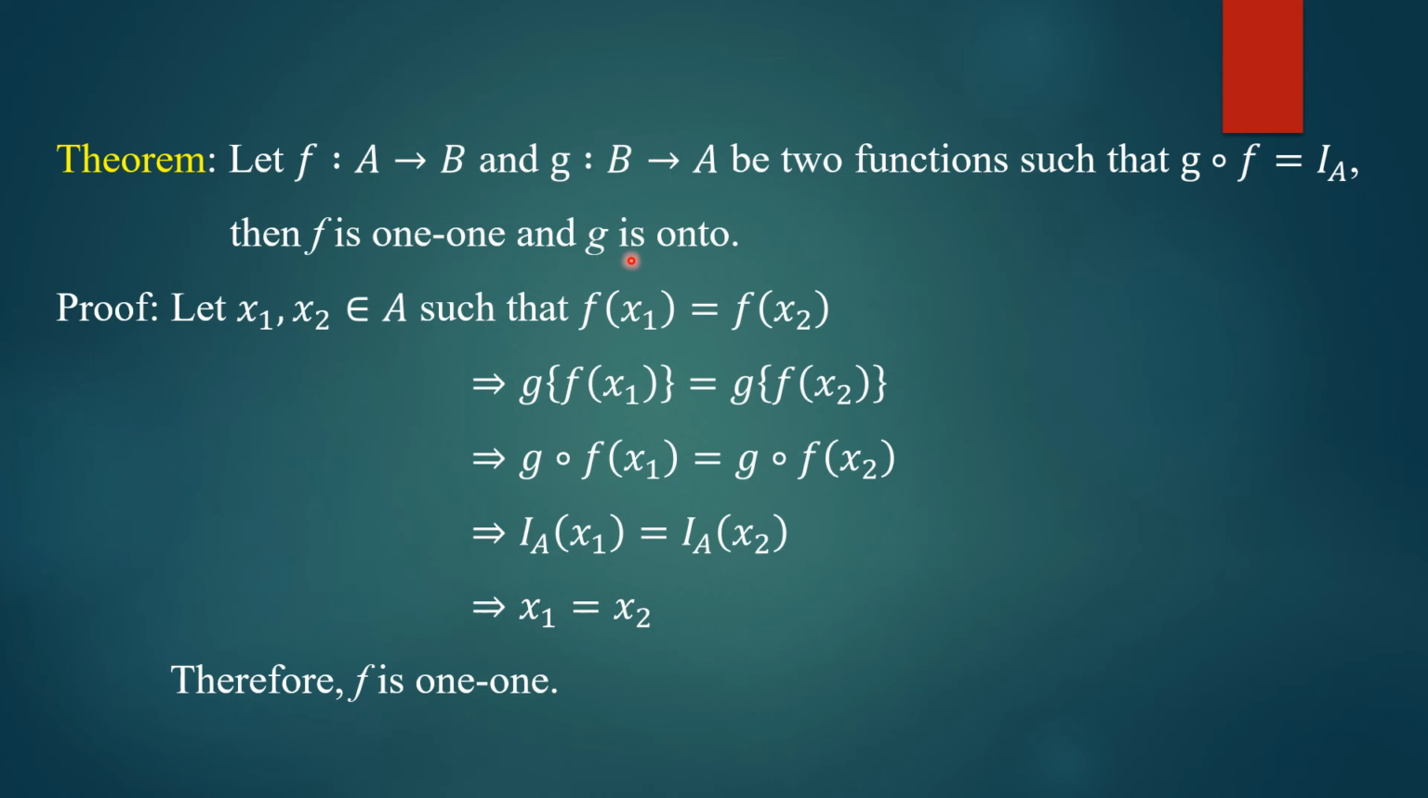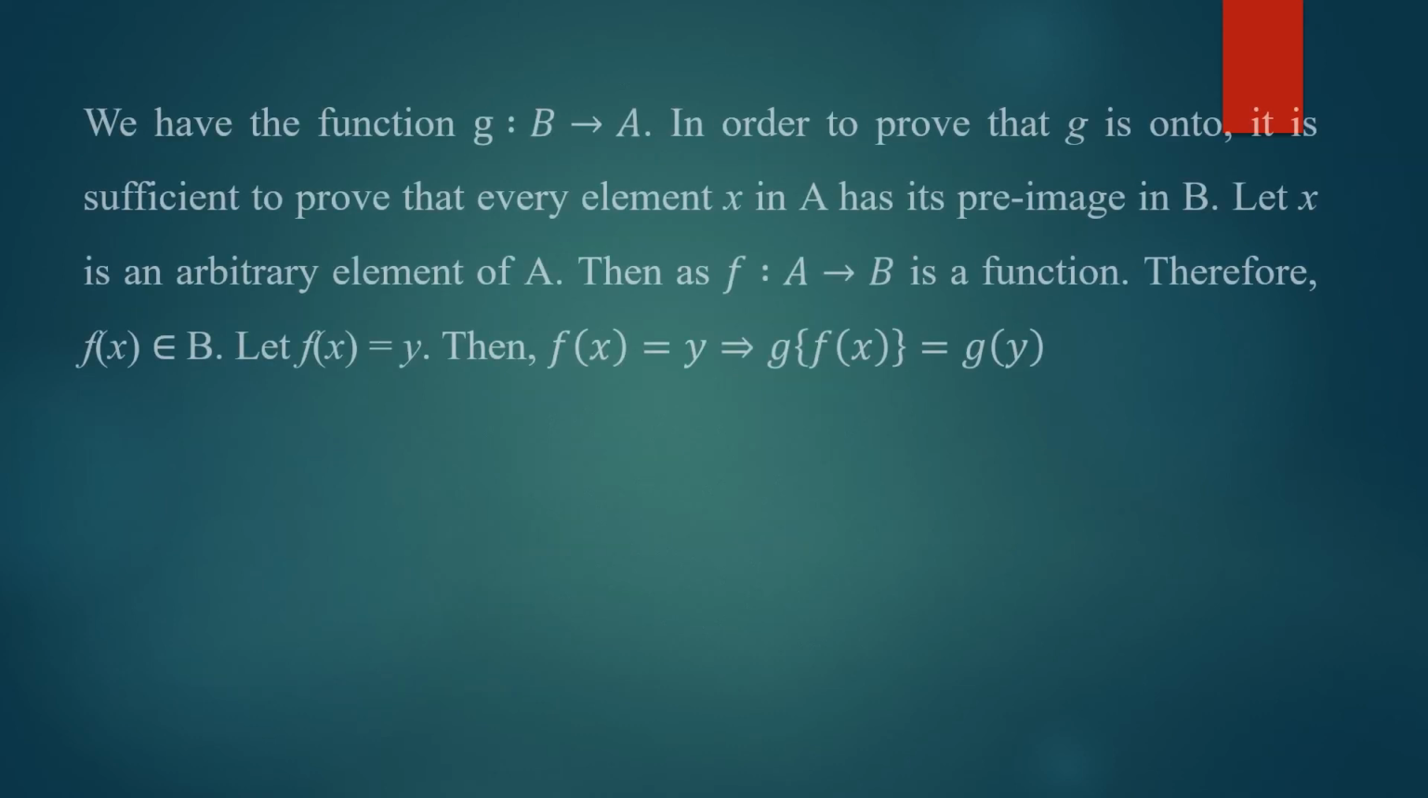So this time you are to take an element in the codomain of g. Codomain of g is A actually. So you are to take some element in the codomain of g and check whether for that element you have a pre-image or not. You see that? So we have the function g of B to A. Now the codomain is A. So in order to prove that g is onto, it is sufficient to prove that every element x in the codomain A, that is x in A, has a pre-image in B. B means the domain of the function g.